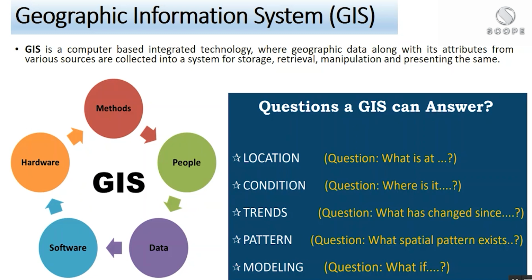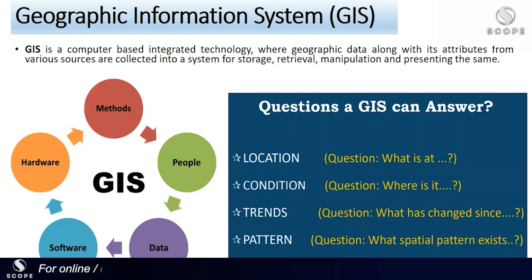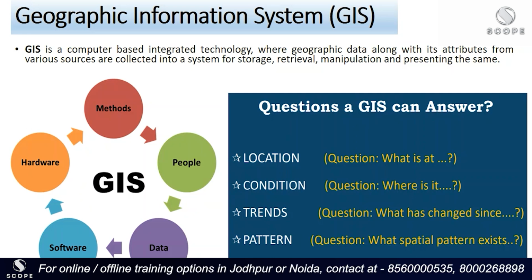What patterns and relationships exist is the fourth type of question that GIS answers. By analyzing spatial data, GIS can uncover patterns and relationships scientifically. It can tell you if things like disease outbreaks or crime hotspots are scattered or clustered, and even analyze the relationship between different factors.